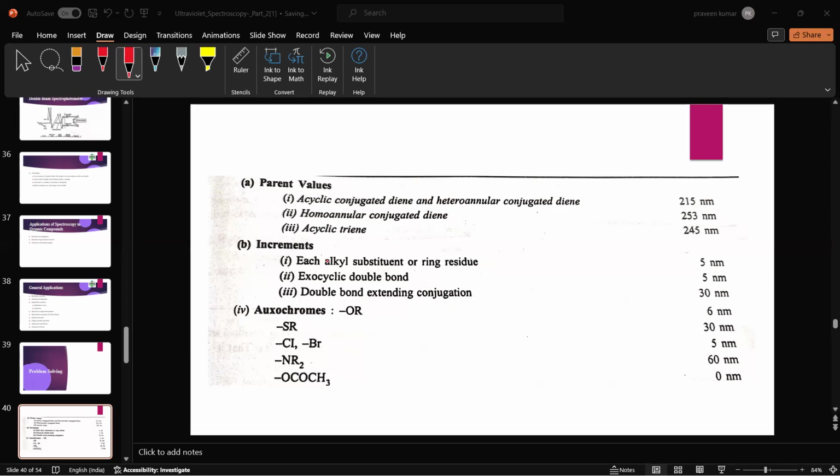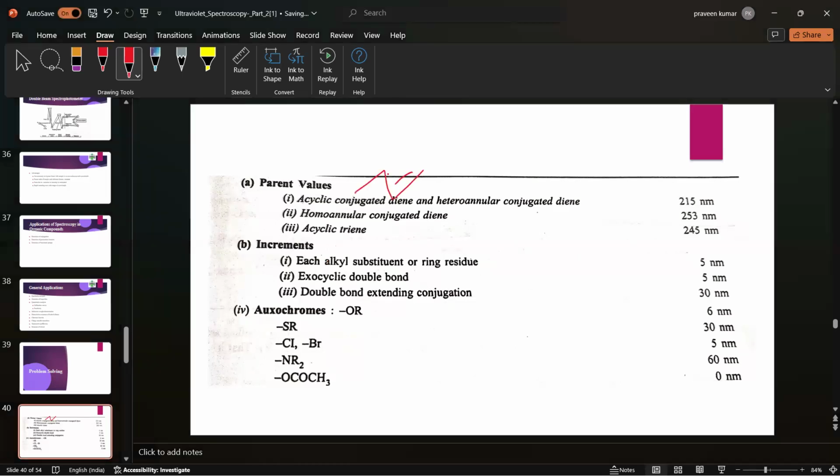Basically, the Woodward-Fieser rule is mainly used to determine the absorbance of a given compound. There are different base values and extra incremental values which have been given. Everyone makes mistakes in this type of rule, so everyone must remember it correctly: the base value and the increments. So, for the acyclic conjugated diene, or heteroannular.